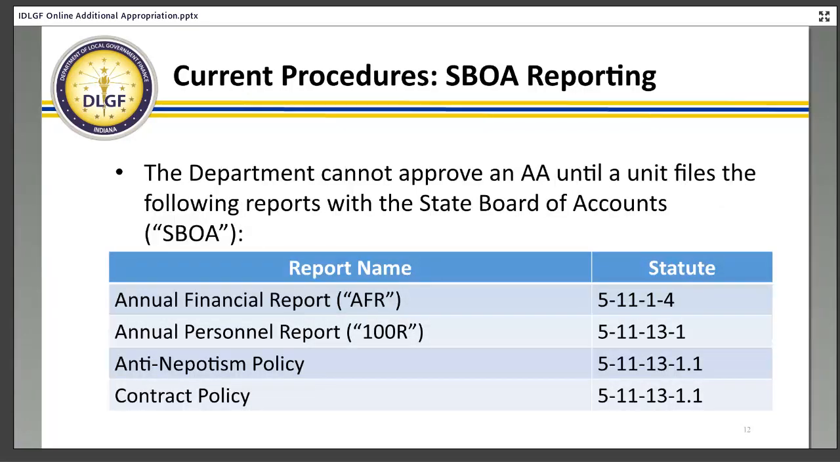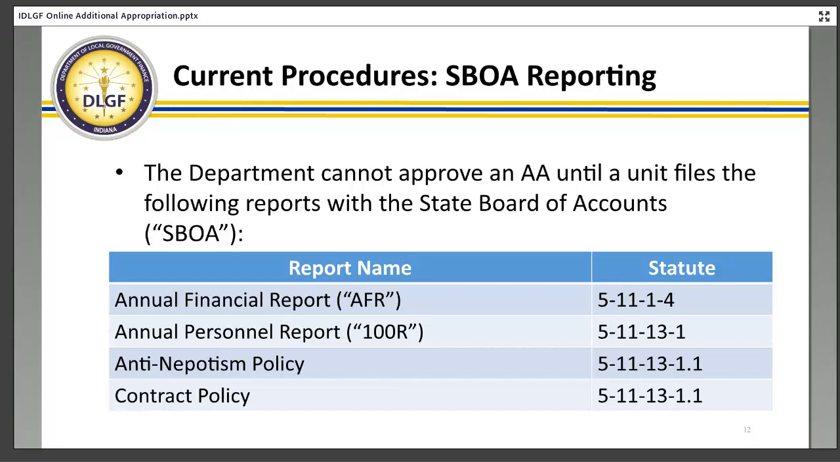The first requirement that the department needs to take a look at, or that a unit needs to consider before applying for additional appropriation, could be considered a prerequisite step. Until a unit files the 4 reports below, the annual financial report, the annual personnel report, the anti-nepotism policy, and the contract policy, the department would not be able to approve an additional appropriation that they had submitted, even if they went through the rest of the process correctly.